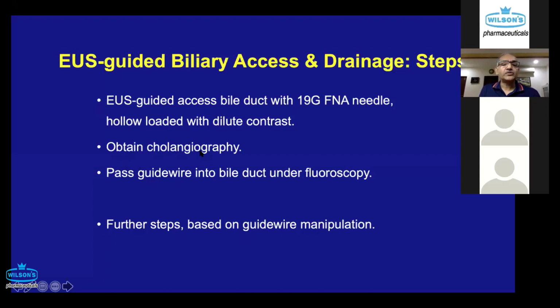Once you enter the bile duct, obtain a cholangiogram, then pass a guide wire into the bile duct under fluoroscopy. So good fluoroscopy is mandatory. If you're trying to do an HGS, that is hepaticogastrostomy, place the patient in either prone or supine position, whereas for a choledochoduodenostomy, any position is okay. The further steps are based on how the guide wire manipulation happens.